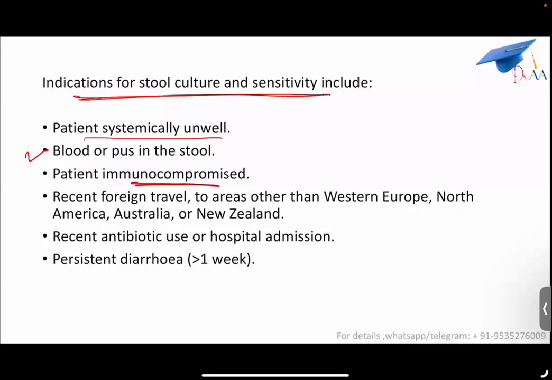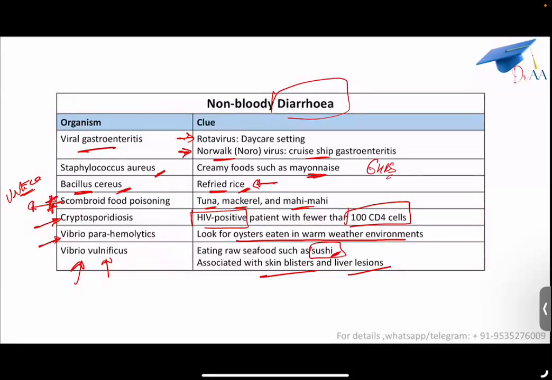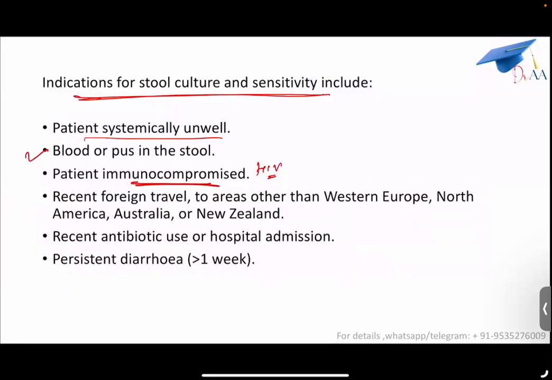Any immunocompromised individual, especially in HIV, you need to think of cryptosporidiosis. That's the reason you are getting the cultures done. Any history of foreign travel other than the developed countries like Western Europe, North America, Australia, New Zealand, any other places or any other countries they have traveled to, always get a stool culture done.